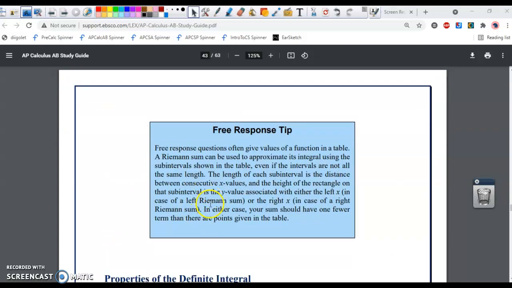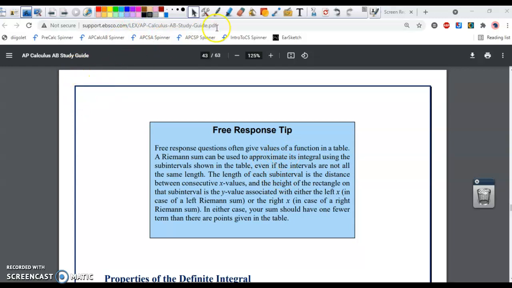So they have this little free response tip that says, a lot of the free response questions give you values of a function in a table, and you've seen that already. So a Riemann sum could be used to approximate its integral using the subintervals shown in the table, even if the intervals aren't all the same length.